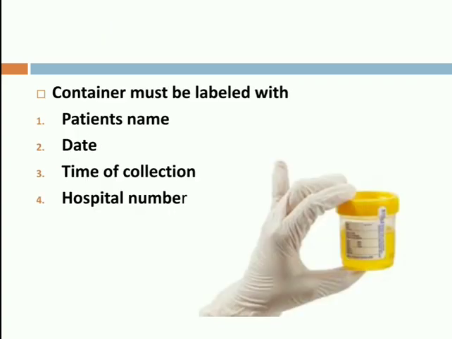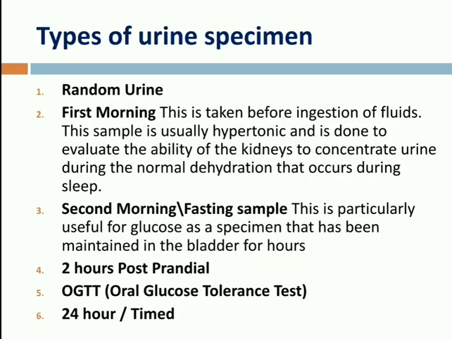Before handing a container to a patient party, we must label the container with patient name, date, time of collection, and hospital number. There are various types of urine specimen. Now we will see them one by one.